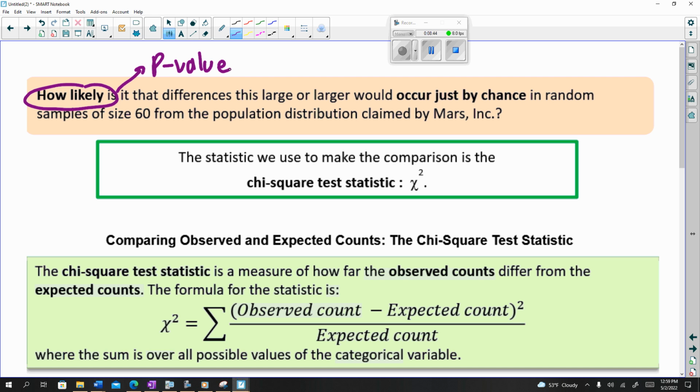Chi-squared is denoted by the letter x. It's a lowercase x squared or a capital X, depending on if you're doing only one cell or the total of all the cells. Some people call it chi, I call it chi.